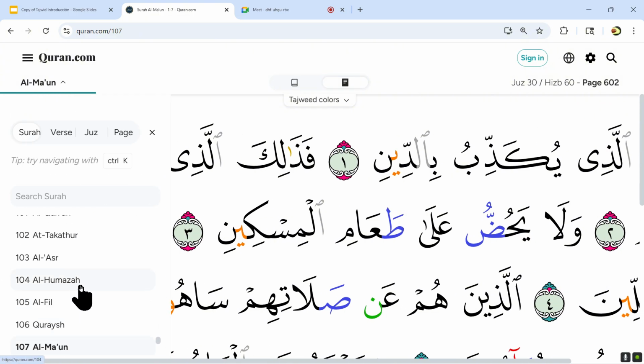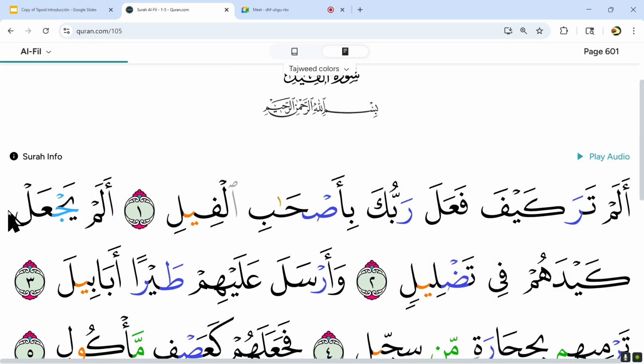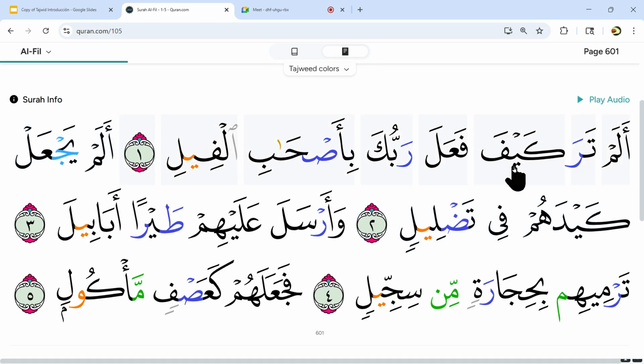Let's find some more rules. Let's see what Al-Fil has. Right here we have a jim that bounces, a qalqalah jim. ألم تر كيف فعل ربك بأصحاب الفيل ألم يجعل. You're not going to say yaj'al and break. You're going to fill in that break with that bouncing.